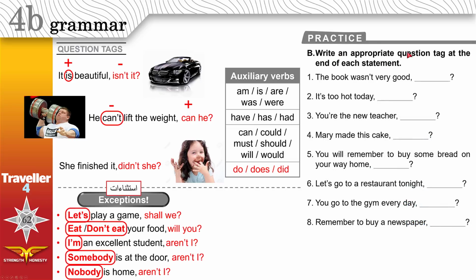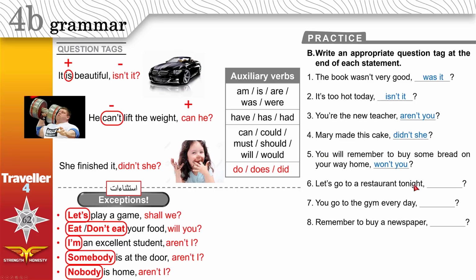Now write an appropriate question tag at the end of each statement. The book wasn't very good. Wasn't. Was it? It's too hot today. It is. Isn't it? You're the new teacher. You are. Aren't you? Mary made this cake. No auxiliary verb. Made, the passive make, use did. Didn't she? You will remember to buy some bread on your way home. You will. Won't you?